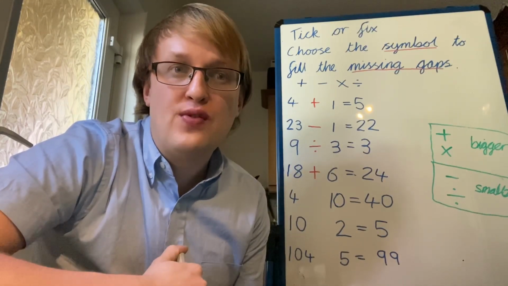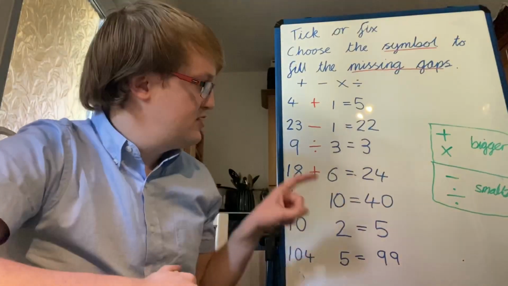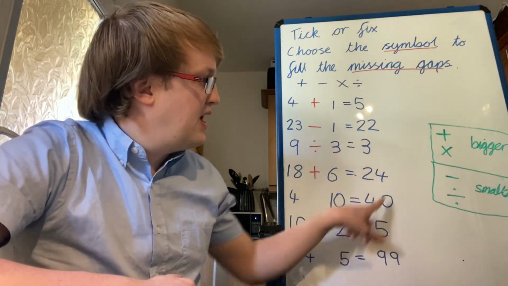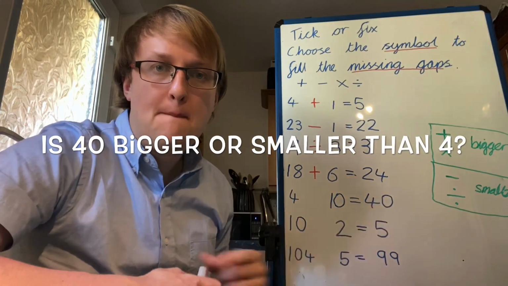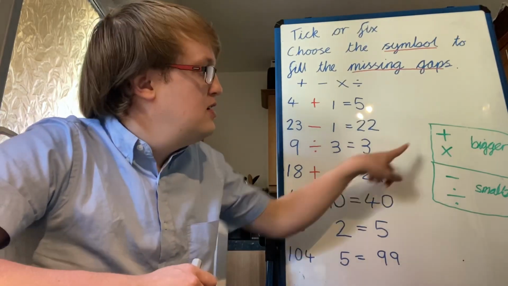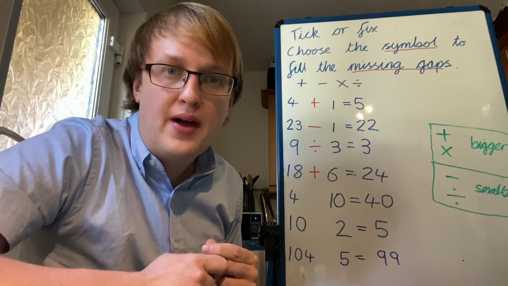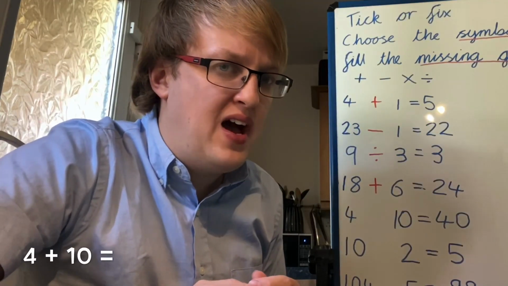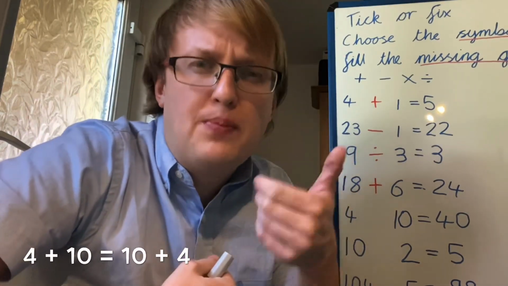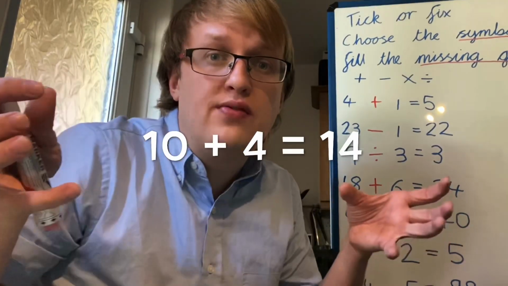So for the next question, I have 4, something 10 equals 40. So if I start off with 4 and my answer is 40, did my answer get bigger or smaller? That's right. 40 is greater than 4. So that means our missing symbol must either be add or multiply. Now let's try with add first. 4 add 10 is the same as 10 add 4. So when I add, I put the biggest number in my head first, don't I? So 10 add 4 is 14. Easy. 10 add 4, 14.